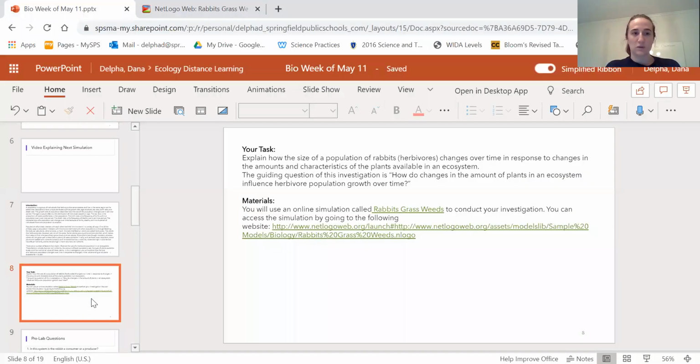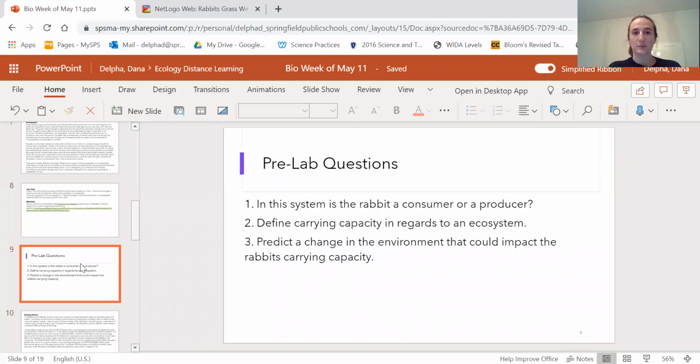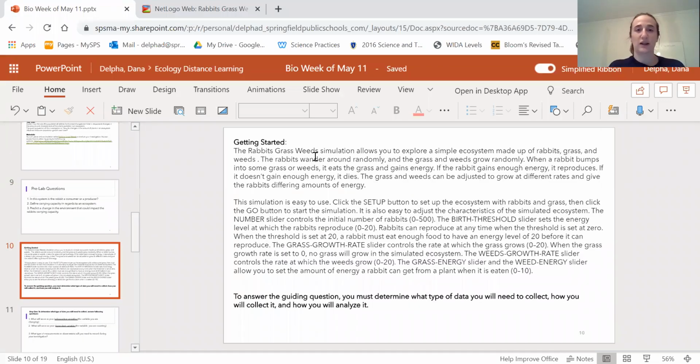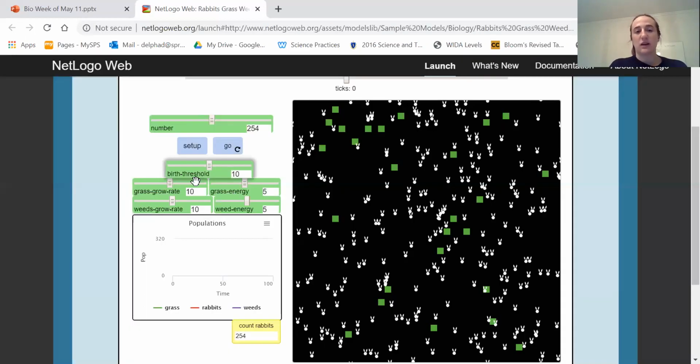So once you answer the pre-lab questions, read the getting started. The getting started pretty much just tells you what these sliders mean and how you're going to use them. So remember, we're only testing how the number of plants, which is controlled by the growth rate, controls the rabbit count, how many rabbits are being born. So we really don't have to worry about the amount of energy and the birth threshold, okay?